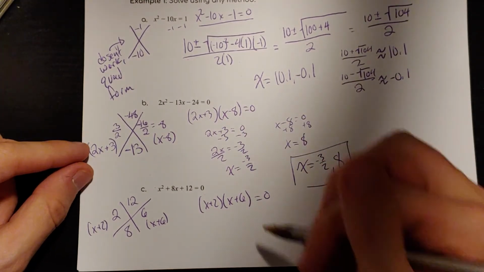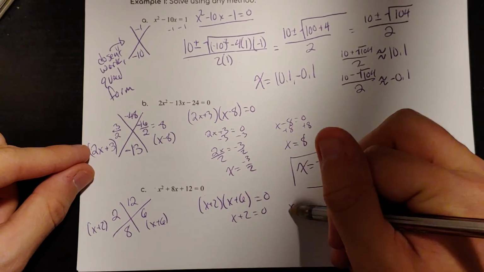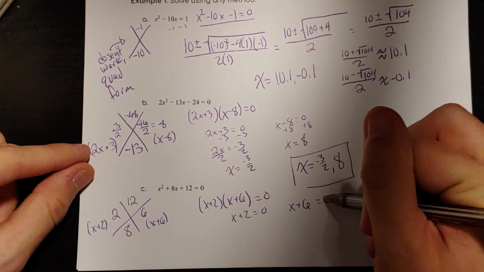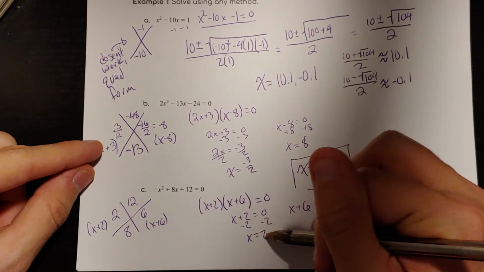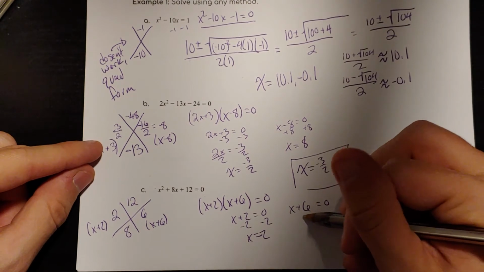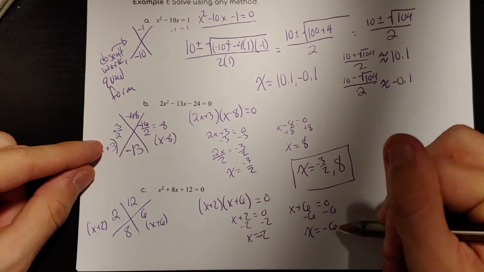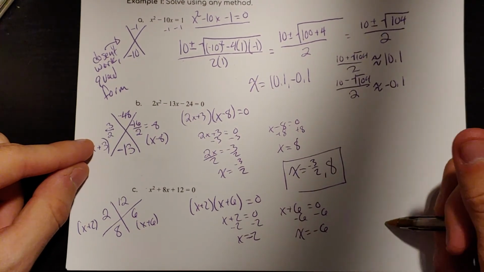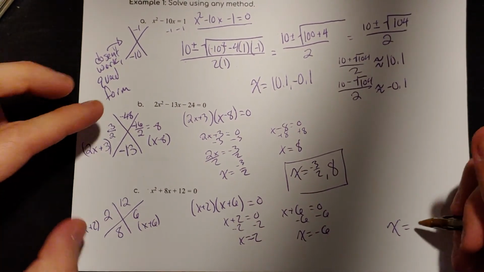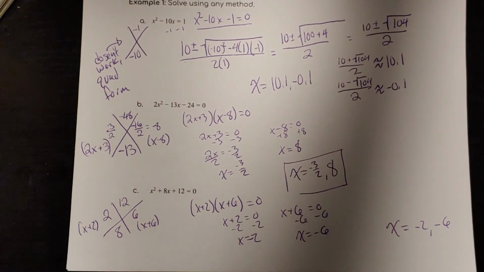All right, and then I set each of those equal to 0. So x plus 2 equals 0, x plus 6 equals 0. Subtract 2, x equals negative 2. Subtract 6 from both sides, x equals negative 6. All right, so then that gives us our answer of x equals negative 2, negative 6.